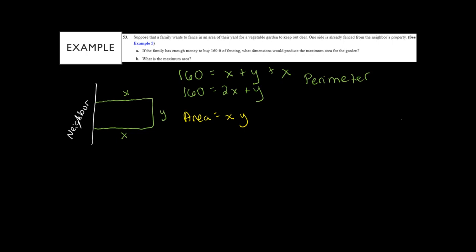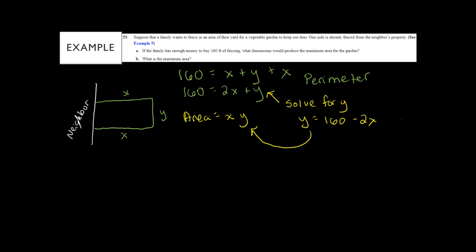So what we can do is take our perimeter equation that we have here and solve for Y. If we solve this for Y, we'll get Y equals 160 minus 2X. So you would subtract 2X from both sides. Then we can take that equation and put it into our equation for area.